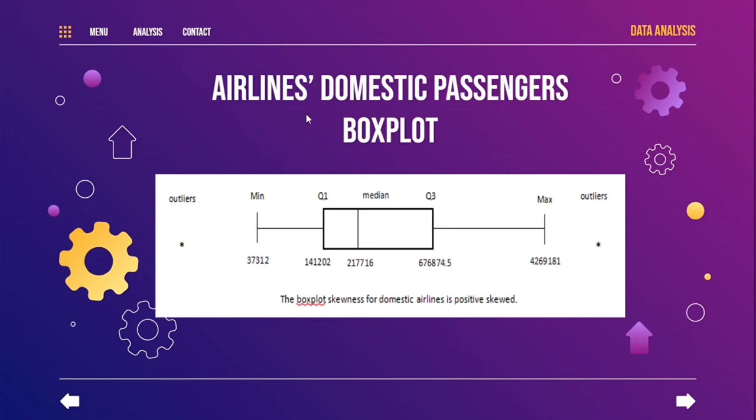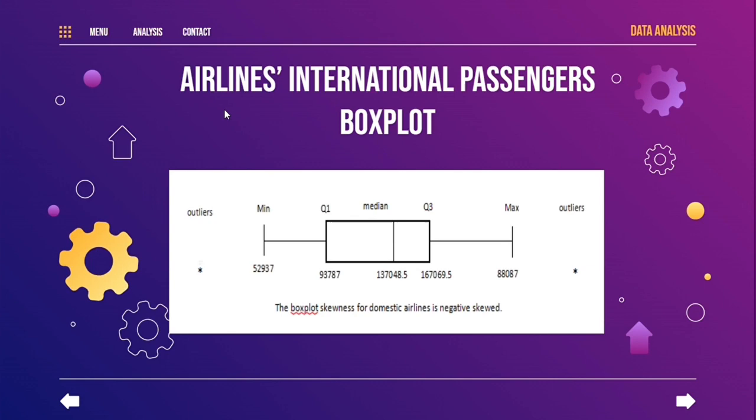And this is the airlines domestic passengers box plot. So firstly, we look at the bottom and the center. Its median line is closer towards Q1. And this is the outlier. The box plot shows that the domestic airline is positively skewed. This is the airlines international passengers box plot. So firstly, we look at the bottom and the center. The median line is closer towards Q3. The box plot shows that the international airline is negatively skewed.